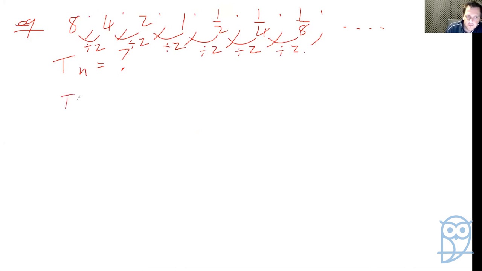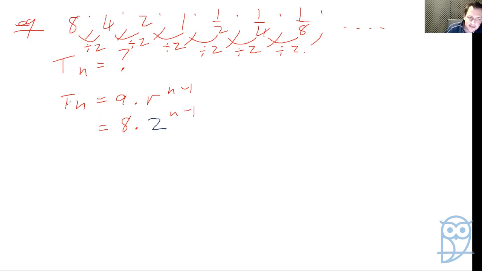So my Tn is a times r to the n minus 1. So my first term is 8. I need to get my ratio. Now, if I put my ratio as 2, and I'm actually even going to put this as a different color because it is very important to note this point. I put my r as 2 because I'm dividing by 2.